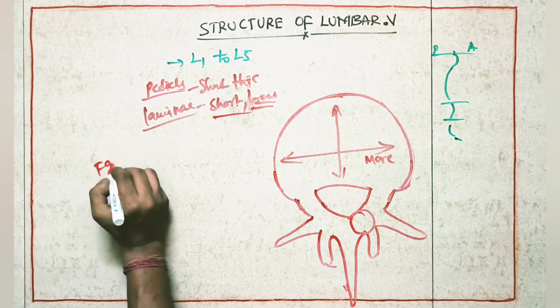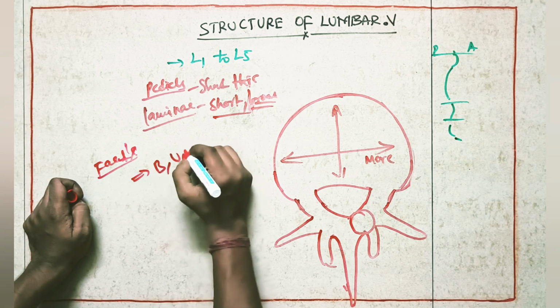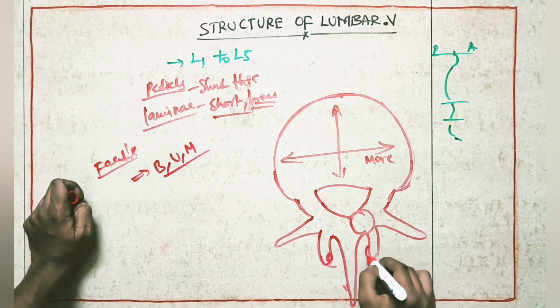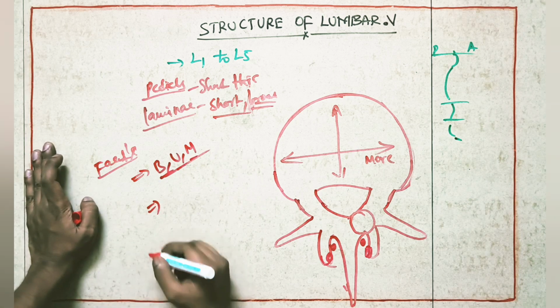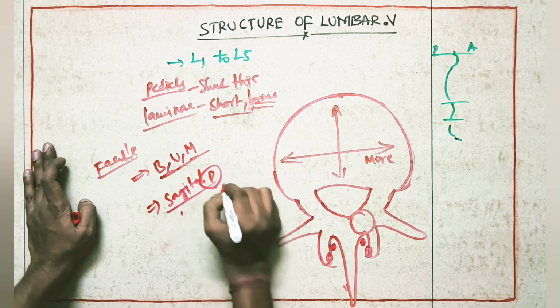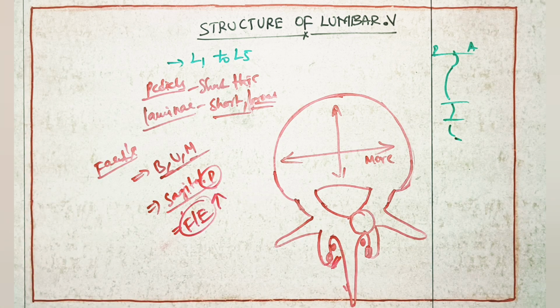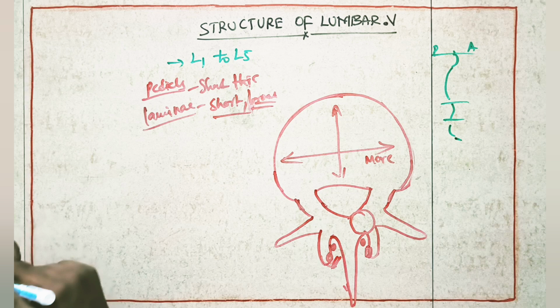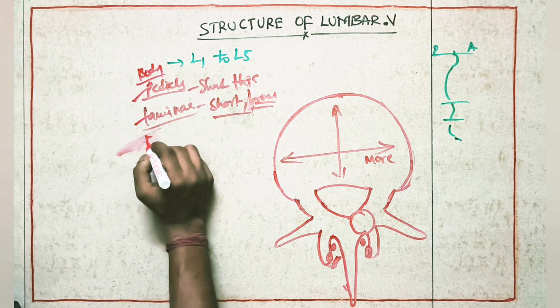And if we see the facet joints, which we discussed already, the facet joint orientation is backward, upward, medially. Here we see the superior faces, and behind them the inferior faces. The orientation is in the sagittal plane, so because of this sagittal plane orientation of the facets, flexion and extension movements will be greater here.